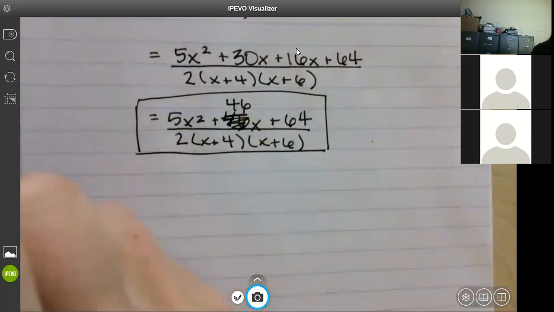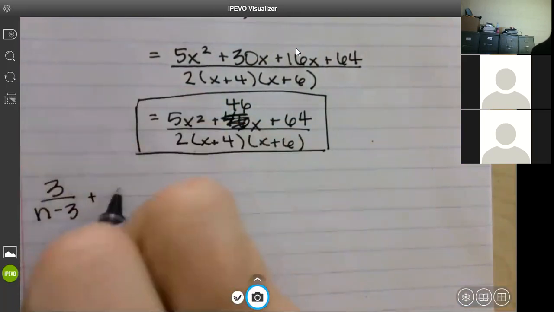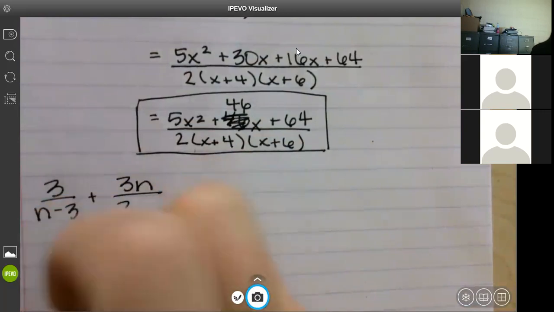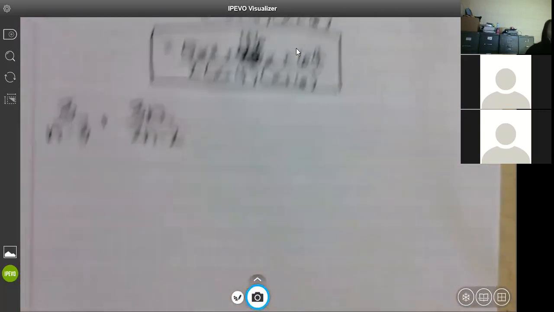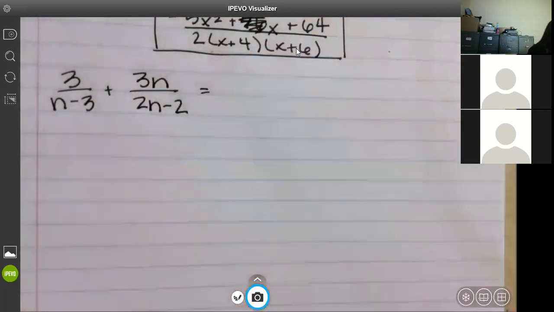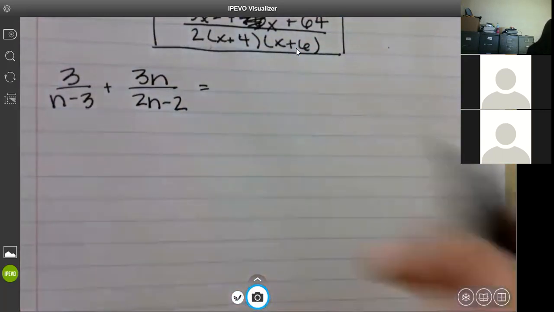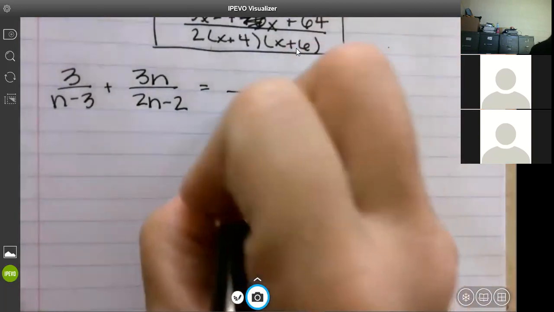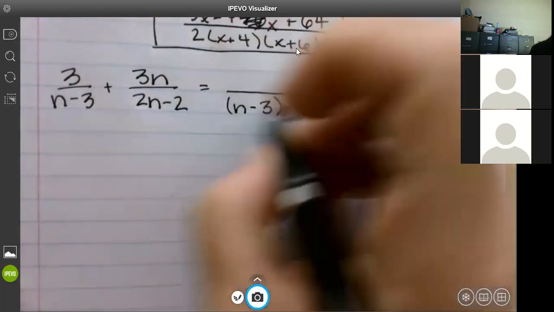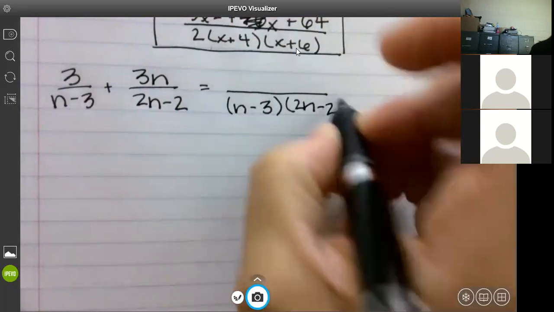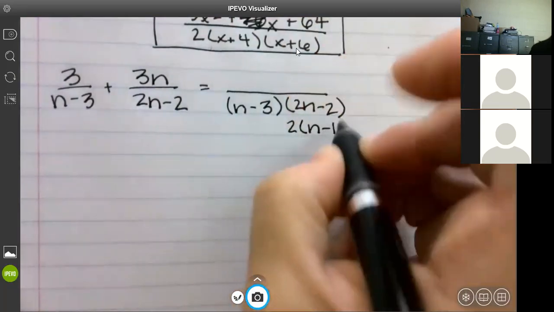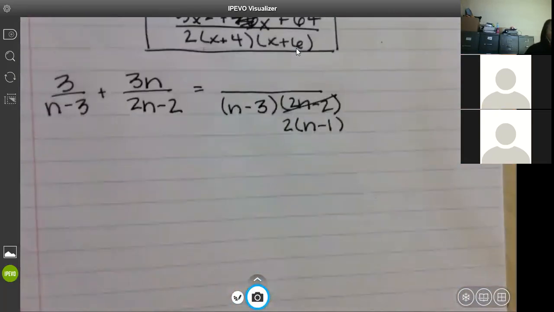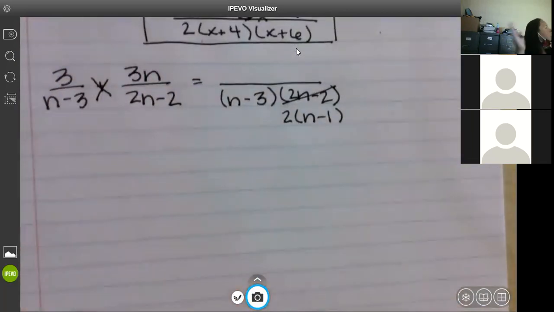3 over n minus 3 plus 3n over 2n minus 2. Common denominator. What do you notice? Cross multiply. If you want to go ahead and cross multiply that together on your first step, that's fine. You don't have to write it out. I'm okay with that. I'm just writing it out for your purposes, okay?